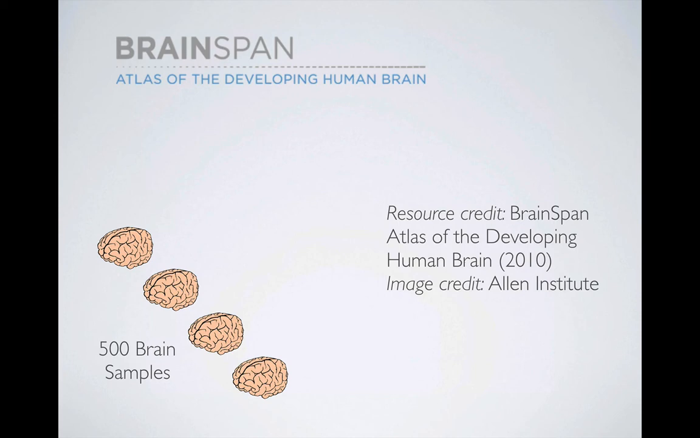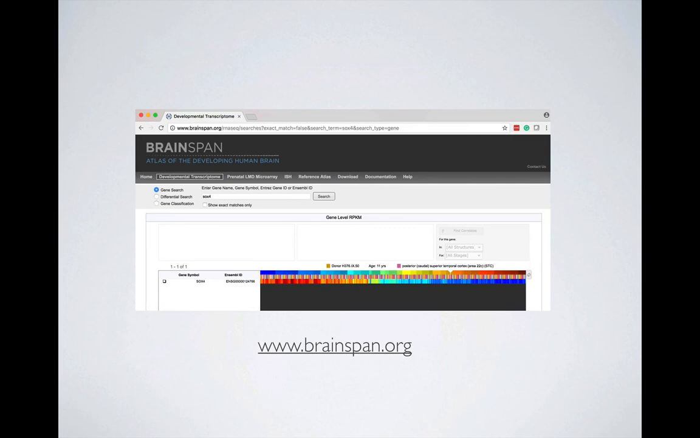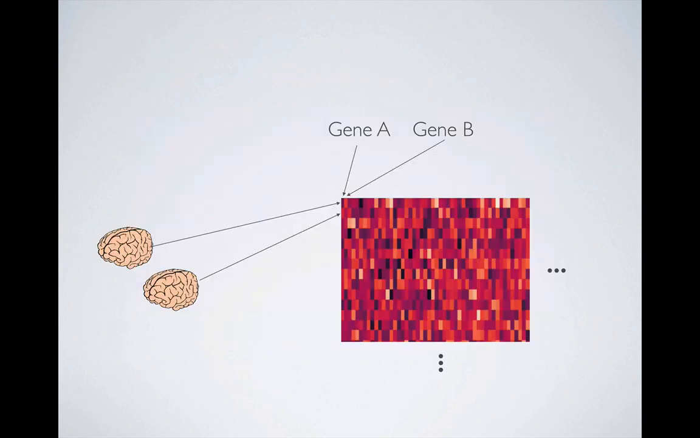The dataset that I'll be using for the tutorial is freely available from the Allen Brain Institute. It's called BrainSpan. This study gathered 500 brain samples, and for each sample, they made over 50,000 gene expression measurements. It's a large dataset. They even made a fantastic web tool to look at it. But I also thought of some additional interactive figures that would augment this study.